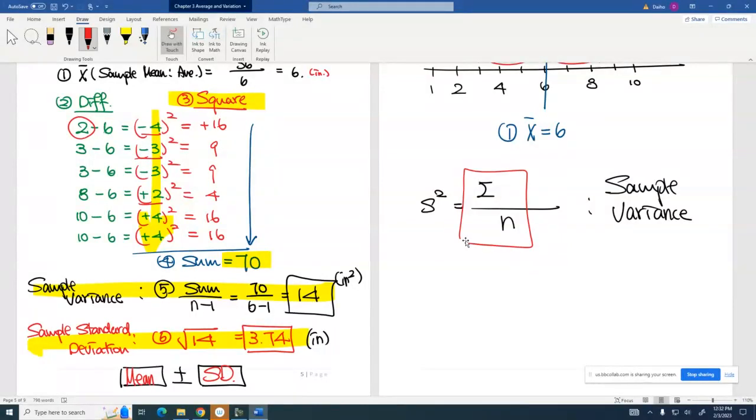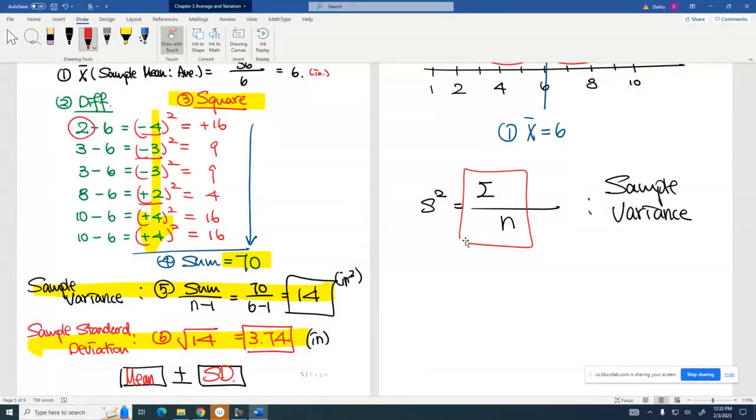What is this? It is the sample mean. Average: take the sum divided by how many. And the variance, is it an average? Yes, it is an average. Sample variance is an average of what? Of the squared distances. The average of the squared distance from the mean.